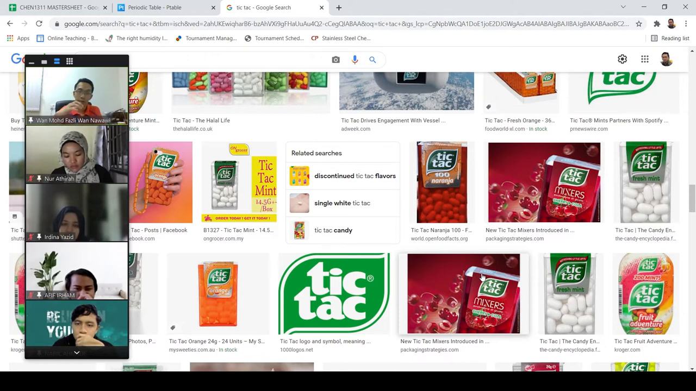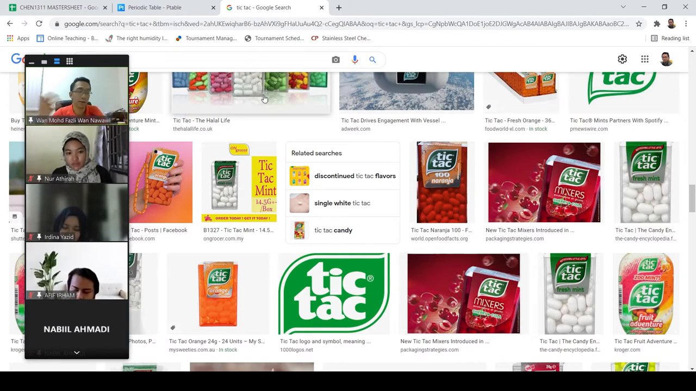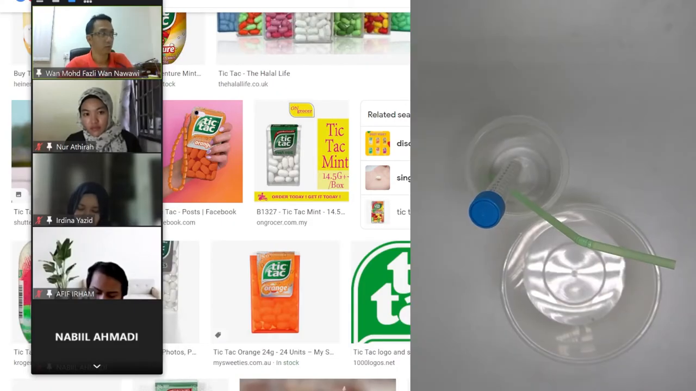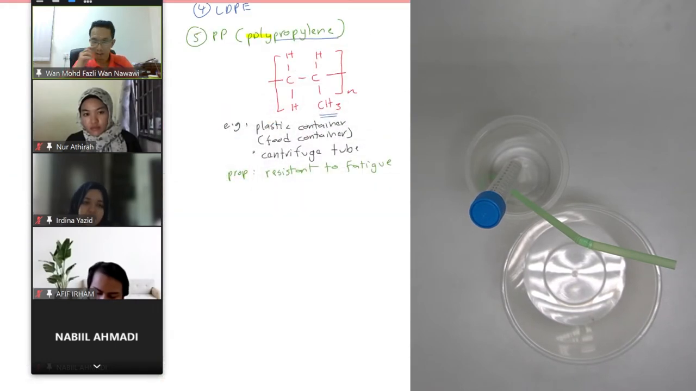So polypropylene is good because it has good resistance to fatigue. So when you do this again and again, open and close, then normally people use polypropylene as the material of choice. So let's go back to here, and let me close this. Okay, so that's what it means by resistant to fatigue.